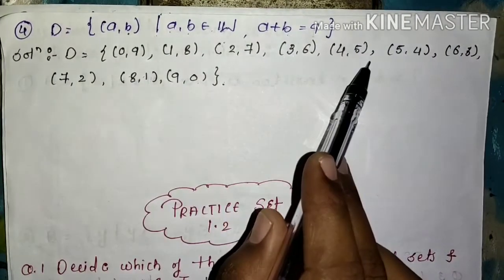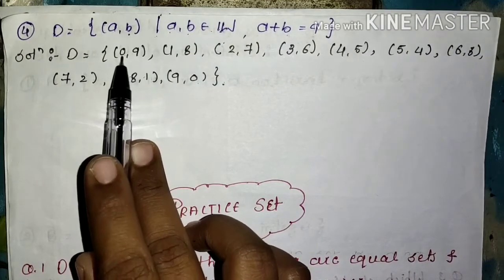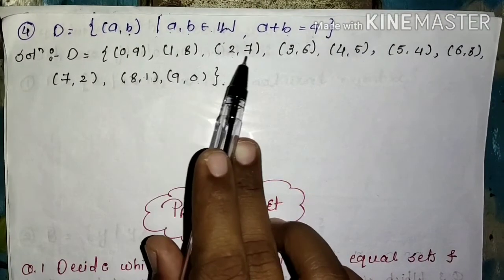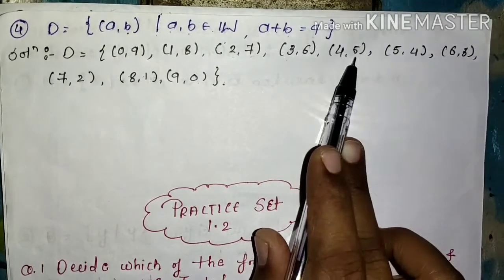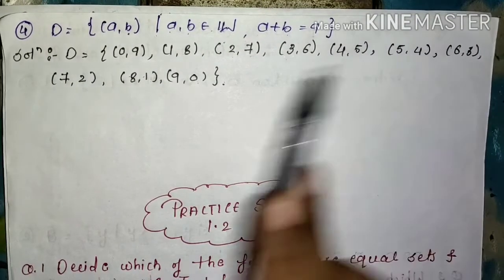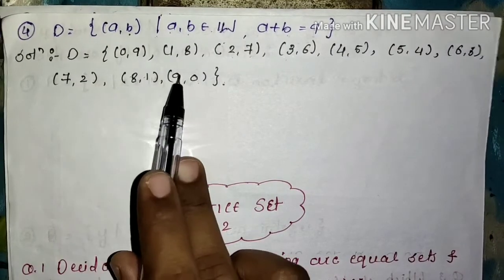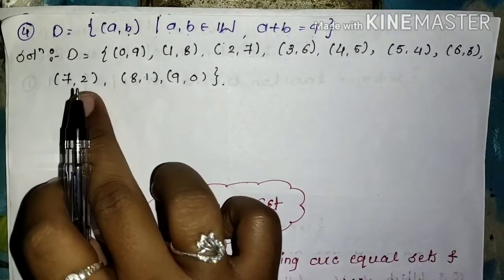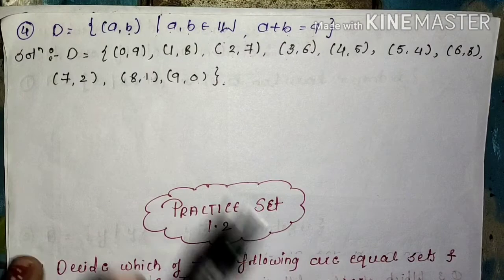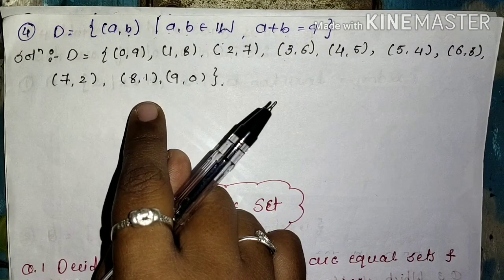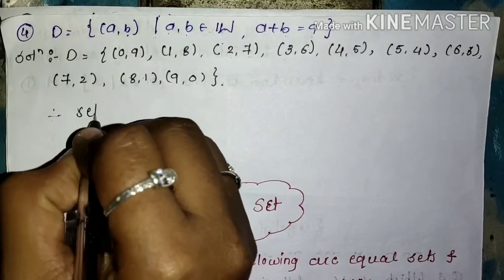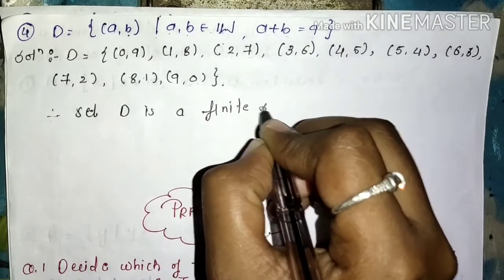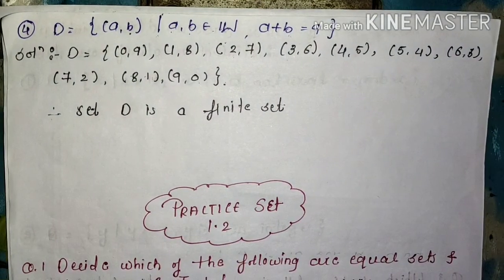So here we have the ordered pairs. First one is (0, 9). If I add 0 plus 9, the answer we get is 9. Second (1, 8), (2, 7), (3, 6), (4, 5), (5, 4), (6, 3), (7, 2), (8, 1) and (9, 0). In all these ordered pairs, the addition we get is 9 and both A and B belong to W. So in that set we have a finite number of elements. So hence set D is a finite set.